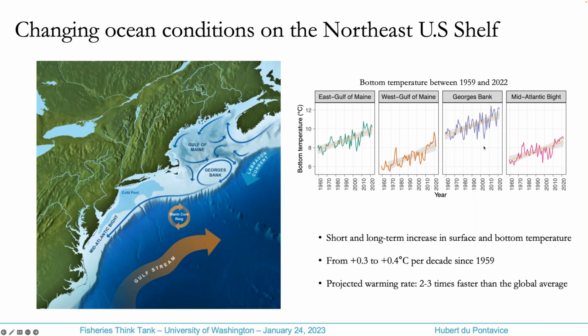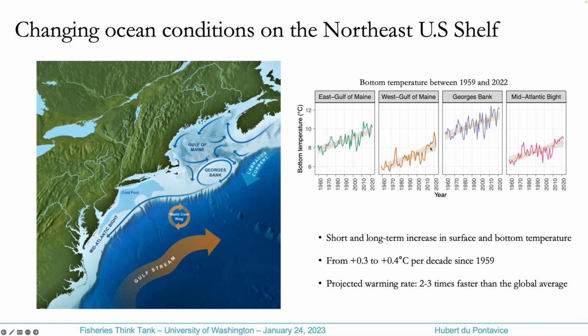If we now look at the long-term trends, we can see that bottom temperatures have substantially increased at rates between 0.3 and 0.4 degrees Celsius per decade, depending on the subregion on the shelf, over the past 64 years. You can also see a robust warming acceleration in the beginning of the 2010s, for example, here in the Gulf of Maine.